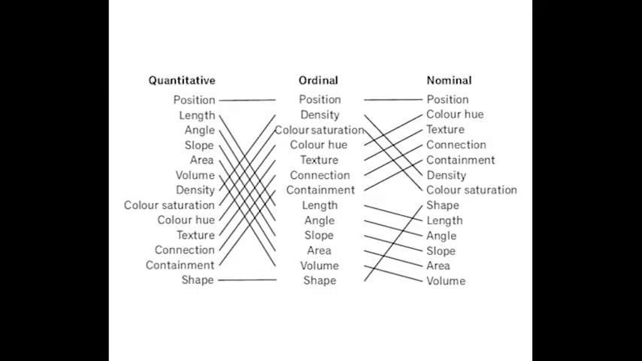So, for example, quantitative data is best communicated through position, then length, then angle, and so on. Color is not an effective way to communicate quantitative data, but is very effective for nominal data. That might seem intuitive, but there are a lot of pretty bad graphs out there.